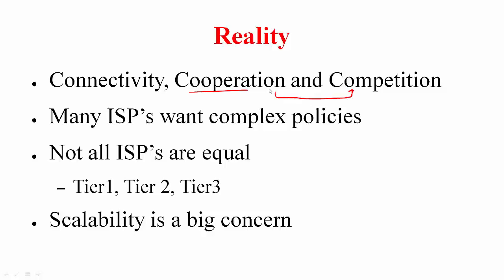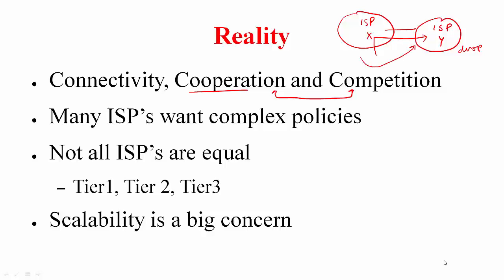For example, if ISP Y is the competitor of X, X may not want to send traffic via Y. Why? Y can treat its customers well, but the traffic that comes from X, some of the packets it can drop, and thereby the customers of X are going to see degraded performance, and then they may move to ISP Y. Such devious action can very well happen when there is competition. So many ISPs want complex policies like my traffic should not go through some other ISP's domain. So we will see more of these policies later.